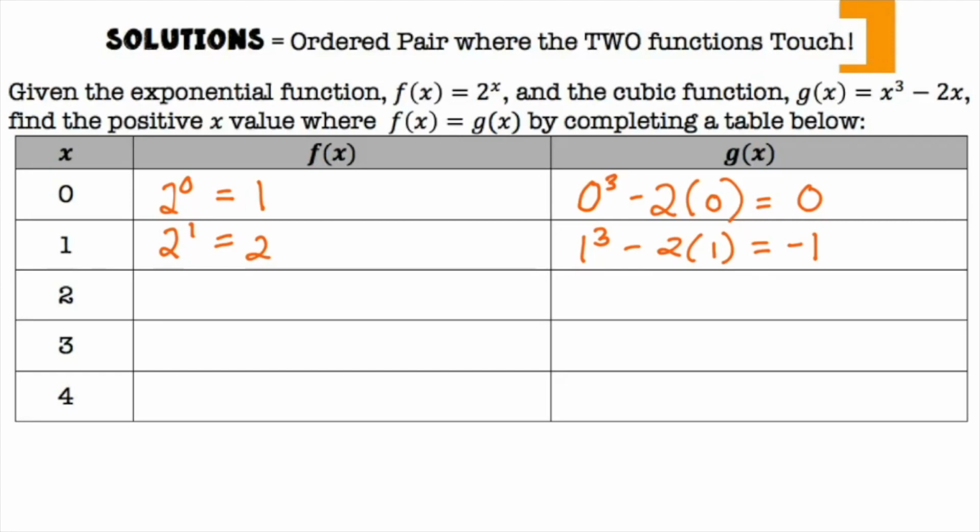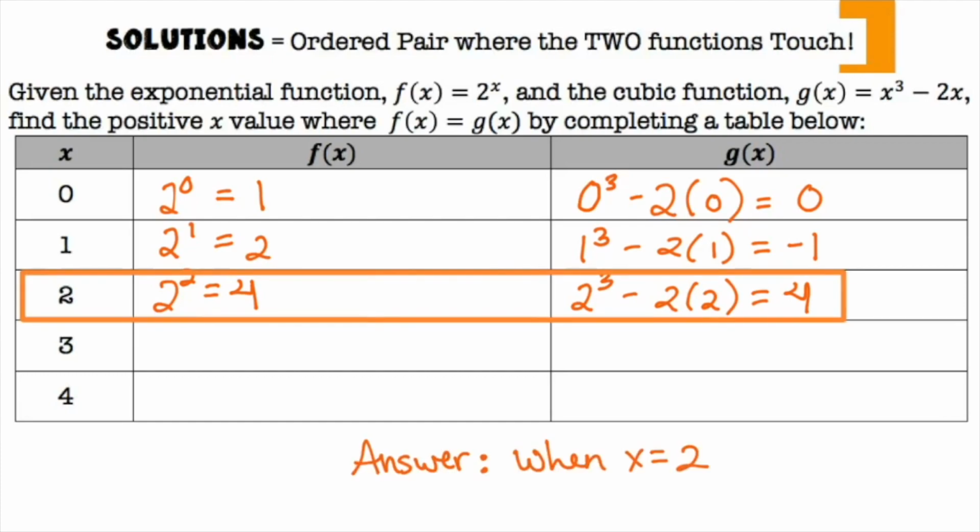So we keep going. When you plug in 2, it would be 2 squared, which is 4. And then when you plug in 2 on the right-hand side, 2 to the third power is 8, because 2 times 2 times 2 is 8. Minus 2 times 2, which is 4. 8 minus 4 is 4. So because both answers are the same when x equals 2, that's your answer: x equals 2.